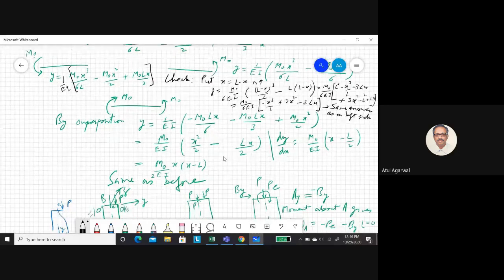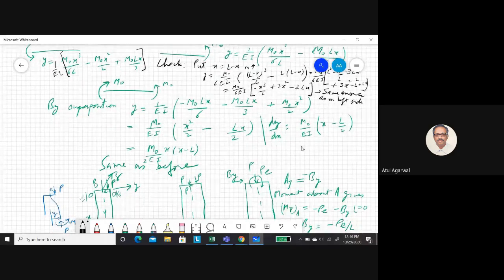Similarly, you will get the expression for slope, and you will find we had done this problem in the beginning. This was a pure bending situation. So you see that your answer is the same as before. So here you did a superposition of two examples, and you got the same answer.